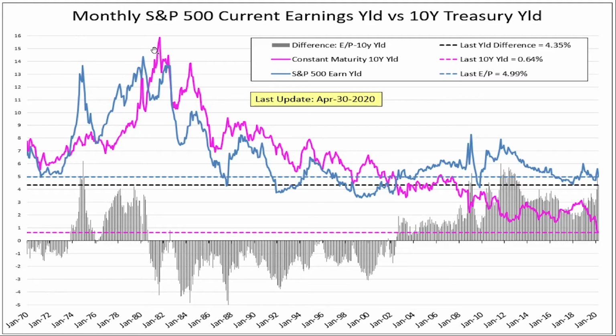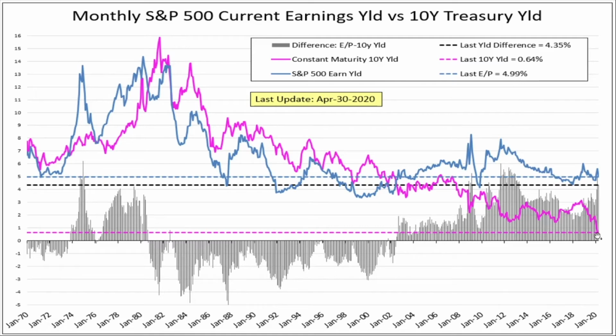Let's call it the magenta colored line because I have no idea what color this actually is. Now, for each one of these, we have our dotted line. Our dotted blue line tells us the most recent earnings yield, and we can compare that to history. You can see we're just shy of 5% now on an earnings yield basis.